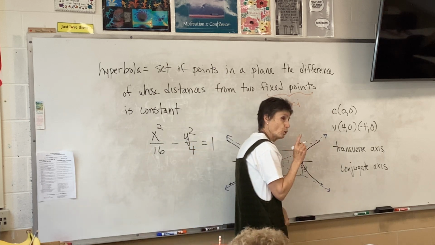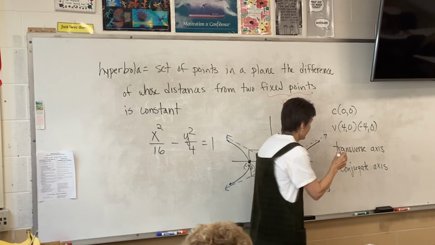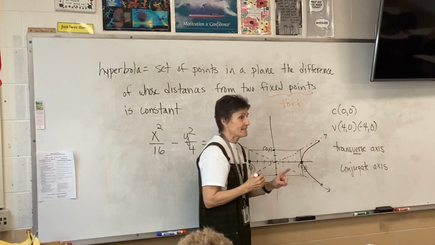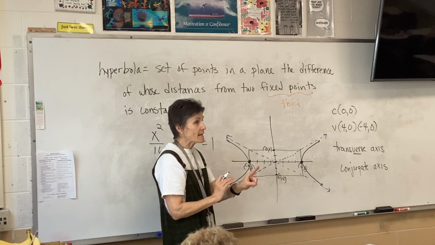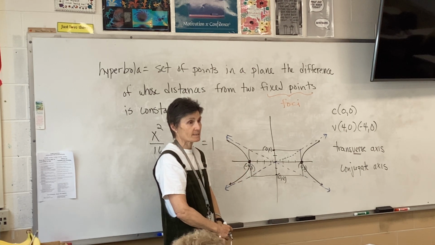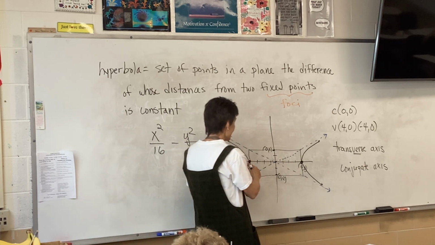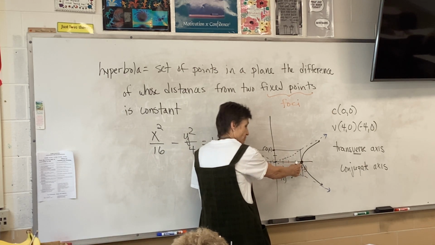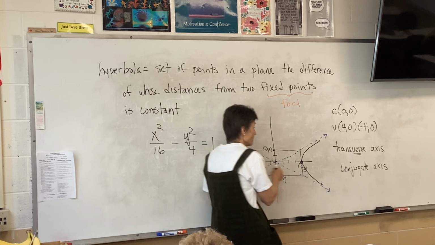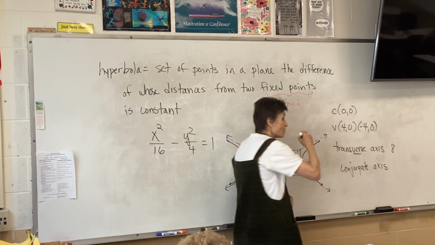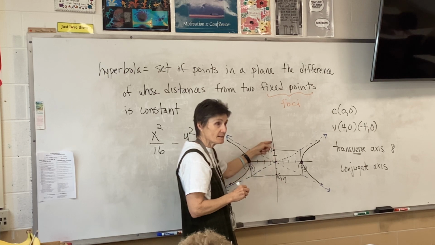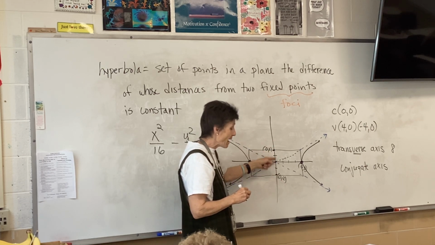Now, in the word transverse, see that V-E-R? Vertices. The transverse axis joins the vertices. So how far is it? This is a vertex and this is a vertex. How far is it from vertex to vertex? 8. The other direction of the box is the conjugate axis. How long is that? 4.